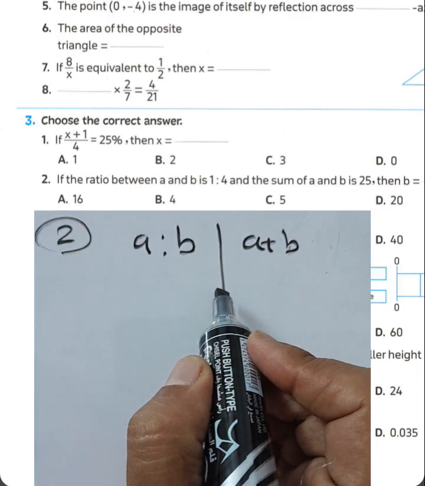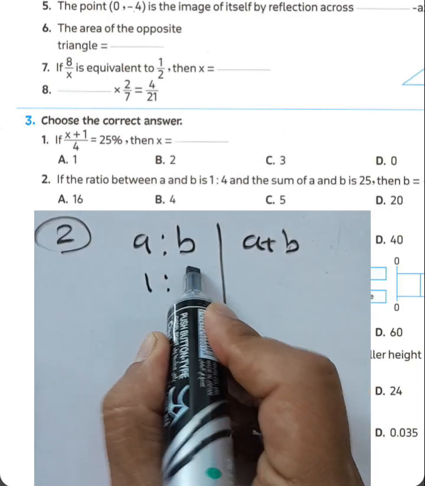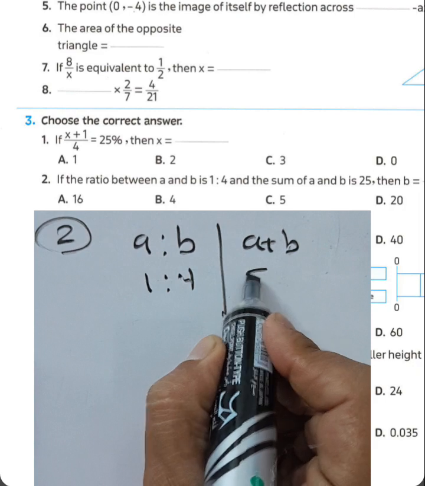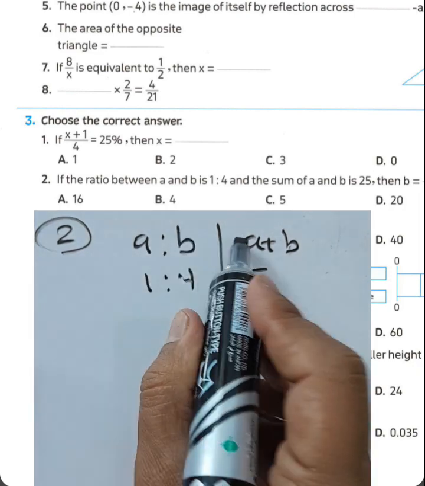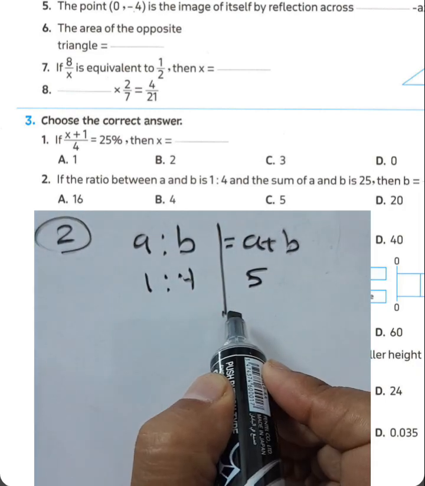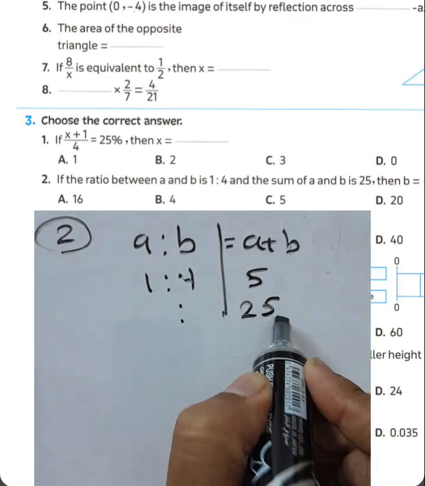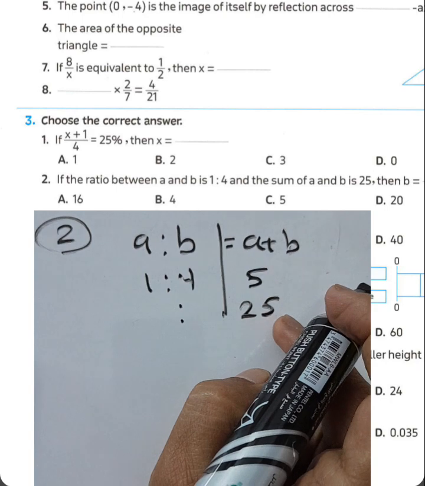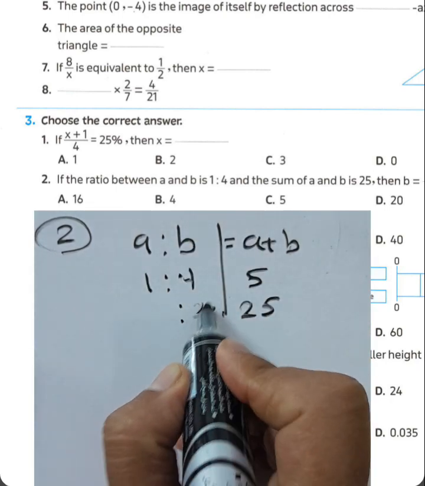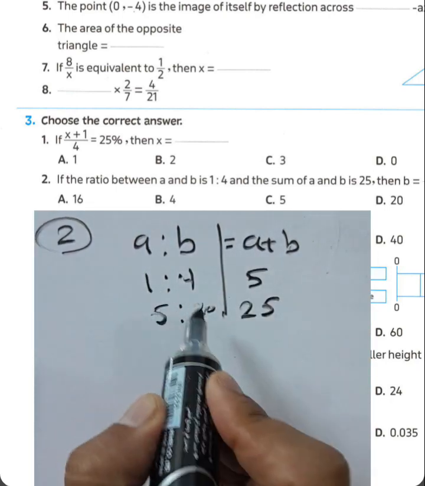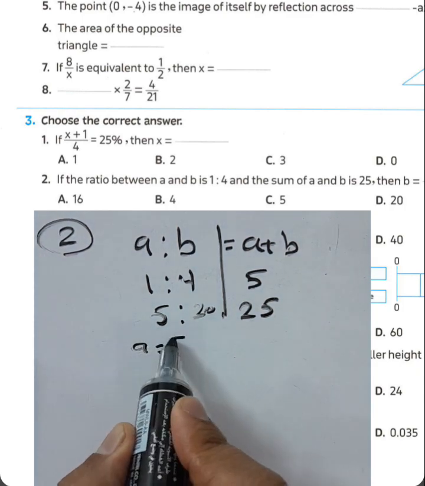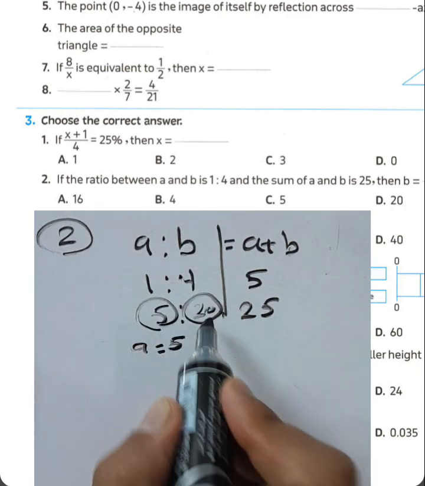The ratio between A and B is 1 to 4. Then the sum of the parts will be 1 plus 4, which is 5. And they give us the sum of them as 25. So 5 times 5 equals 25. 4 times 5 equals 20. 1 times 5 equals 5. Then A will be 5 and B will be 20.